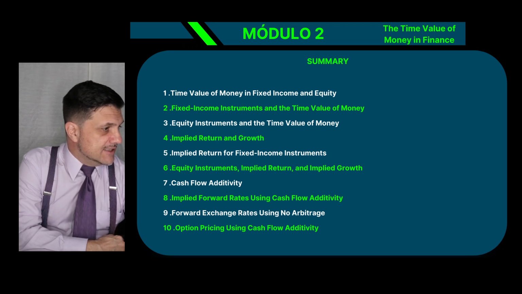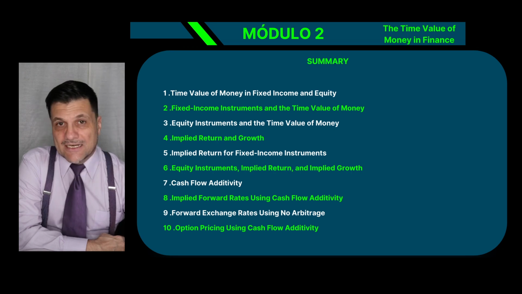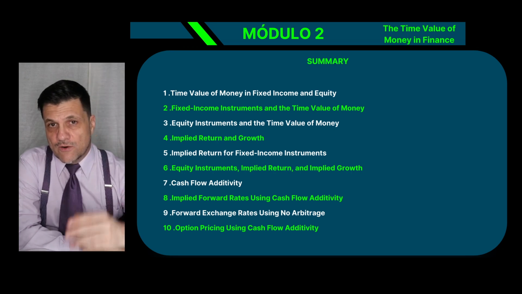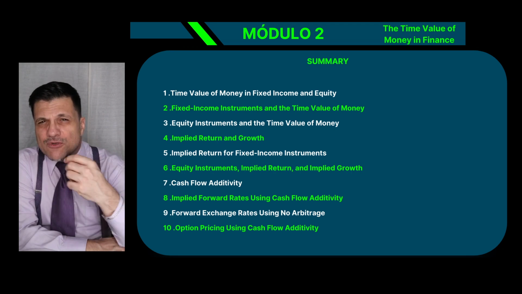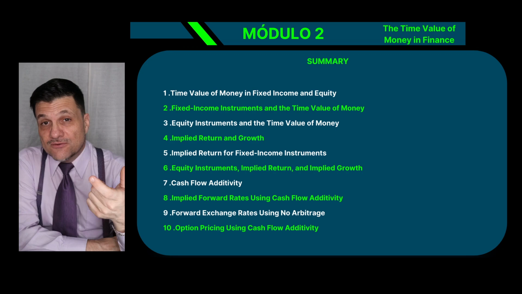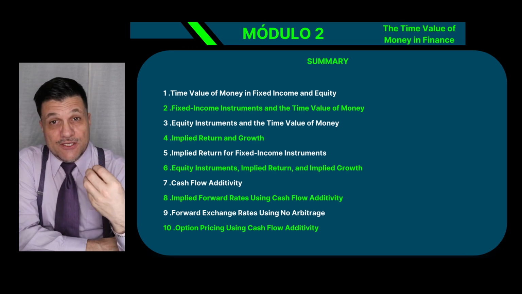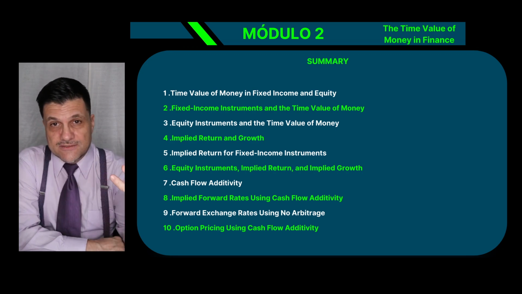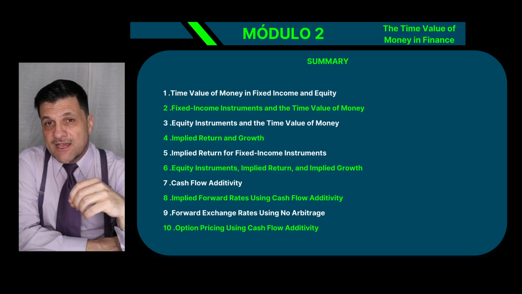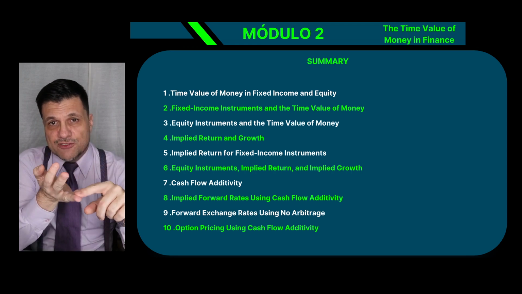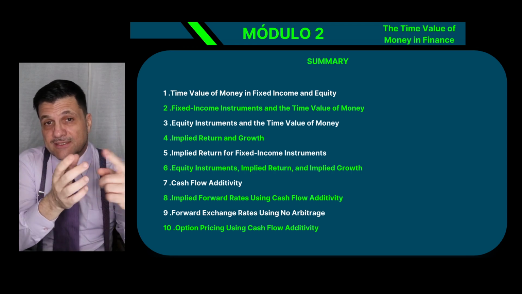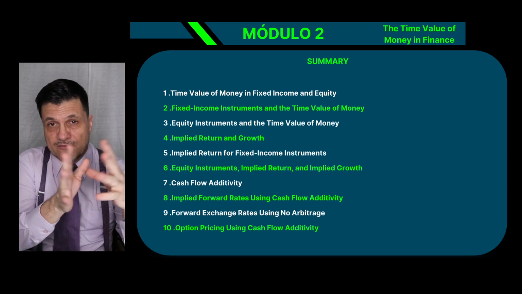Number 8, implied forward rates using cash flow additivity. Again, if I have the cash flows, here 1, 2, 3, all at the present level, would I be able to find the discount rate, or the implied rate used to discount those cash flows? Of course you can. That's one of the beauties of TVM on the calculator, because on TVM you're going to have 5 functions. I'm going to show you: present value, future value, payments, interest rate, and number of periods. There you go, 5 variables.